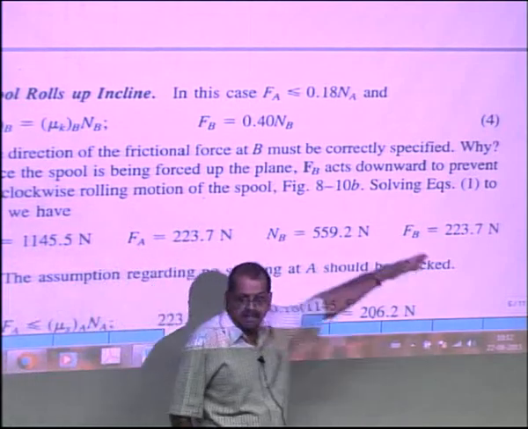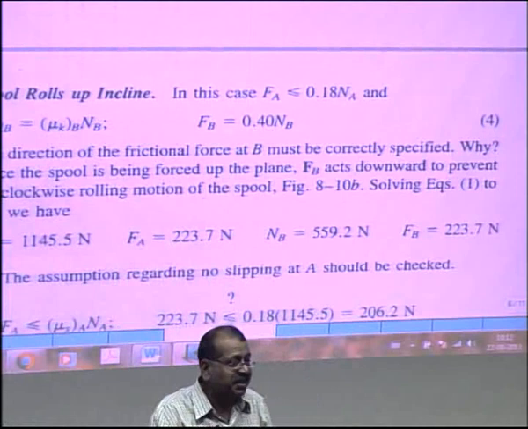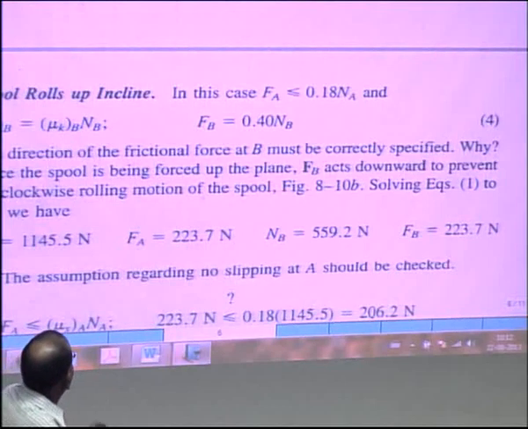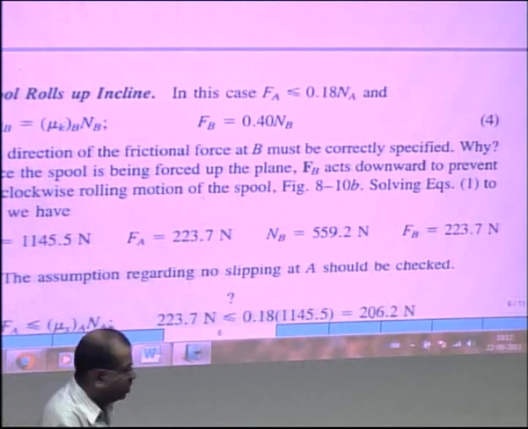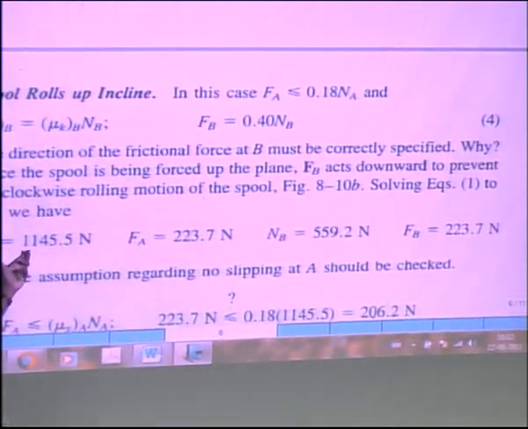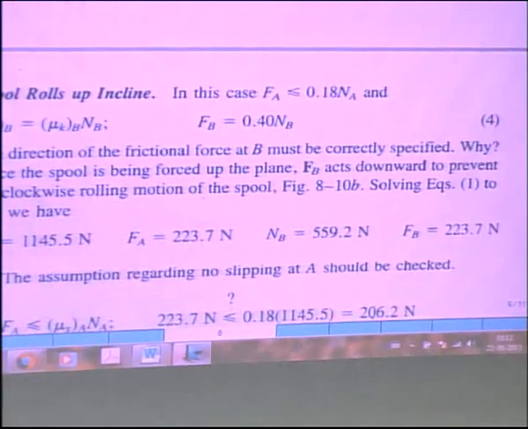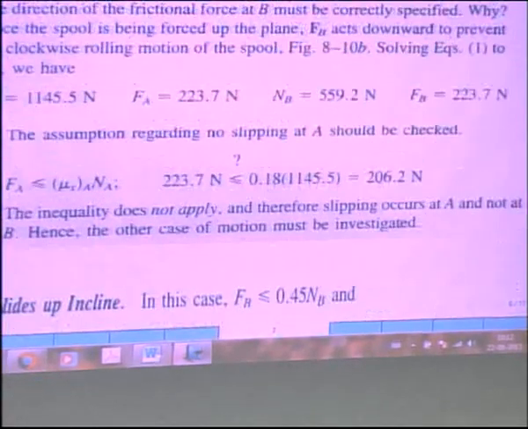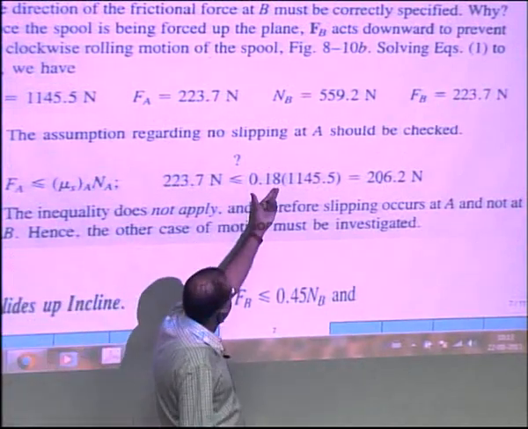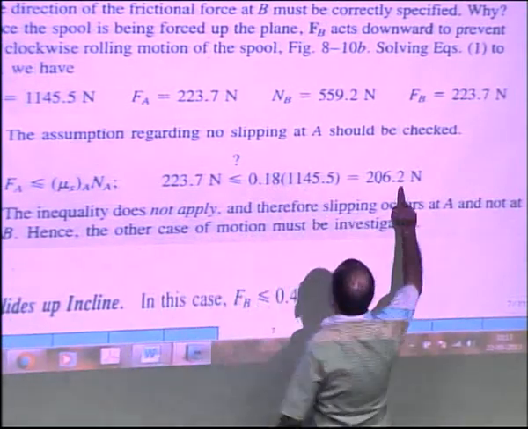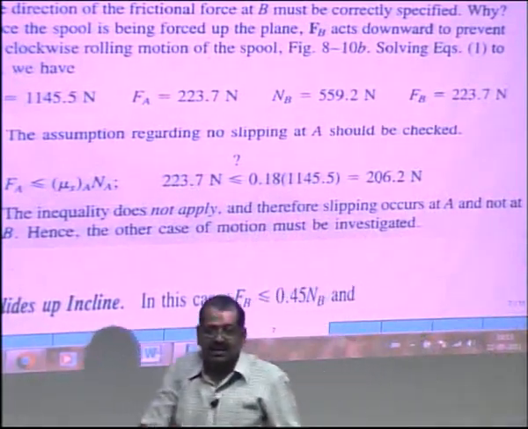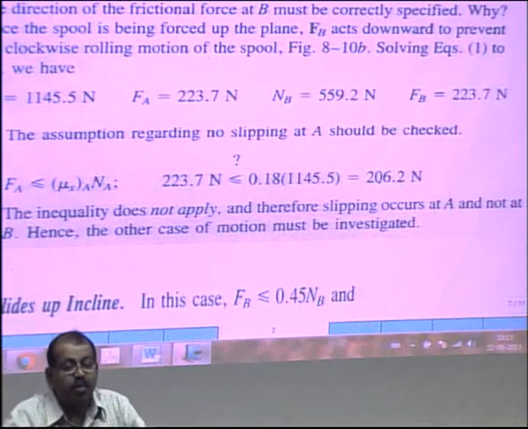Na, Nb, Fb, Fa. Now comes the critical point, that we have to check our assumption whether slipping at A is indeed happening or not. So, I look at the value of Fa, I know Na, so I see what is mu A Na, and when I do this check, then Fa, which comes out to be 223.7, should be less than mu at A times N of A, that turns out to be equal to 206.2. So, therefore, this assumption is not valid, and hence we have to do the problem again.